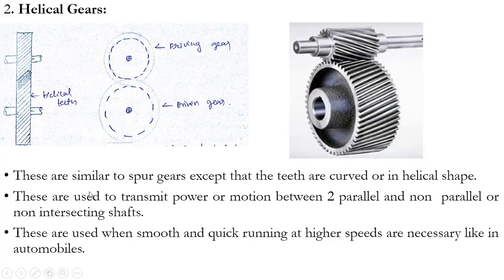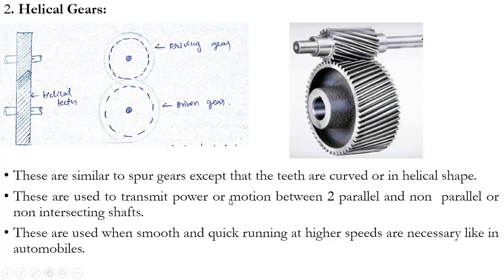Yes, these are similar to the spur gears, except that the teeth are curved or in helical shape. The only difference is that these teeth are curved or in helical shape in the case of helical gears, whereas in the case of spur gears, the teeth are straight, right? The straight teeth are cut on the circumference of the gear, whereas here, the teeth are curved or in helical shape.